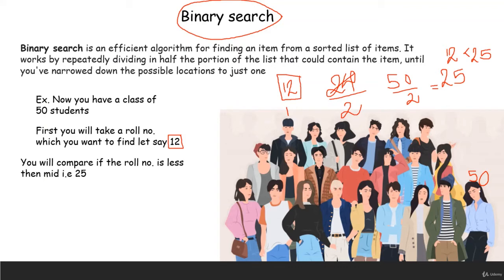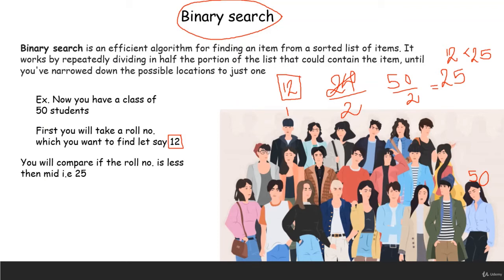You have to go on dividing. You first take the mid of the elements, then compare the element for which you are searching with the mid. If it is less, then you go to the first part. If it is greater than the mid, then you go to the second part. Again you do the same things. These steps are repeated over time until you get the specific, desired element.